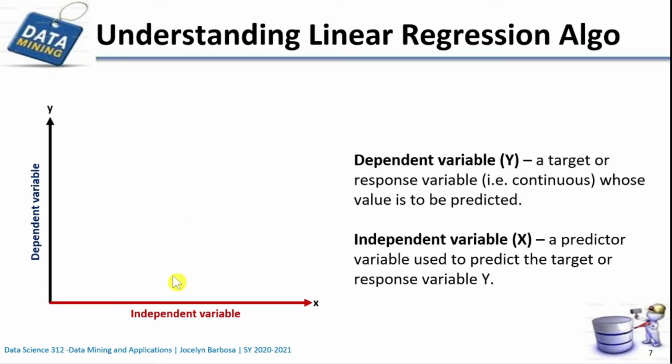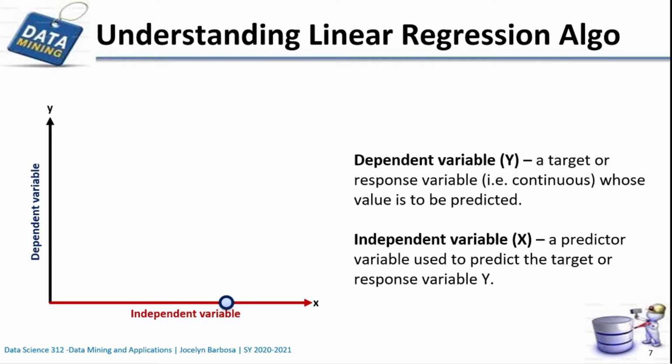Looking at this graph, we have the x-axis that represents the independent variable and the y-axis that represents the dependent variable. The dependent variable is the target or response variable that is continuous, whose value is to be predicted, while the independent variable is a predictor variable used to predict the target or response variable y, as we can see here.